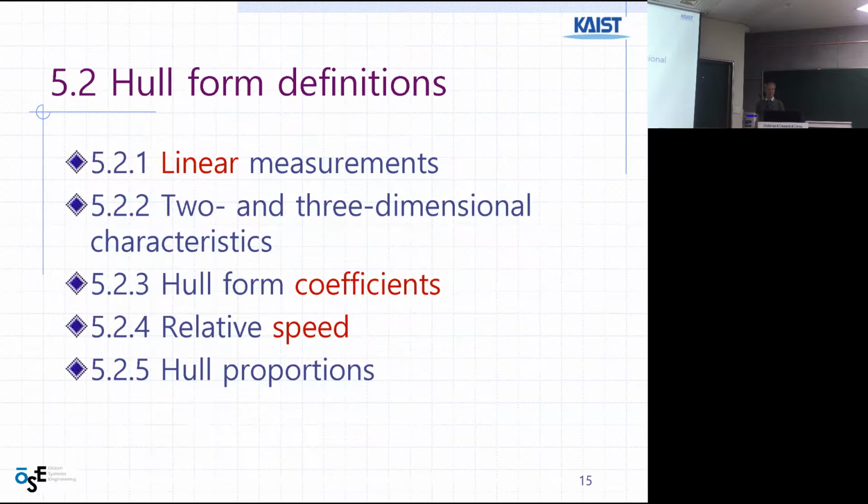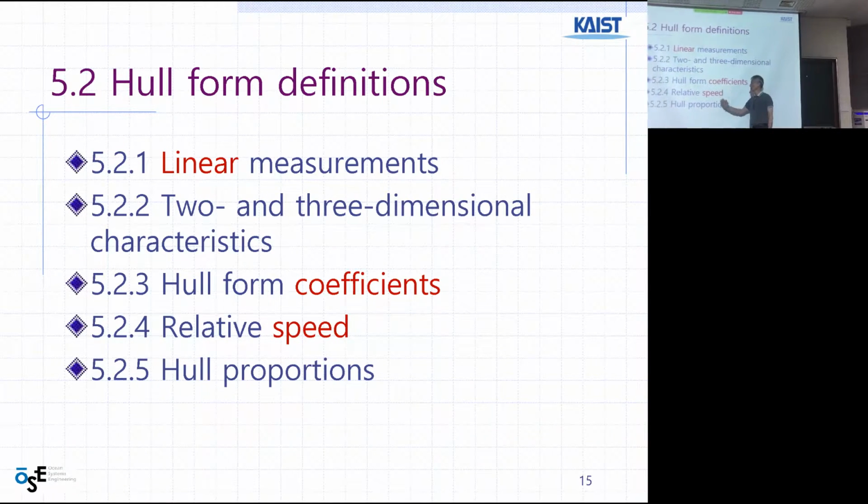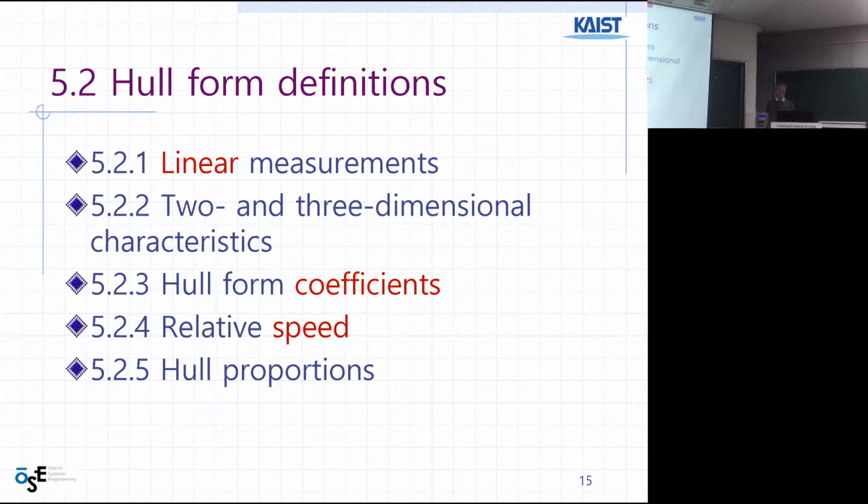And hull form definitions. So linear measurement is the length and breadth and depth. You already see this. And also two and three dimensional coefficients. We call this the hull form coefficient. We'll see more later. And speed, also relative, meaning not absolute speed. It is a relationship, divided by something. Okay? Hull proportion is coefficient.